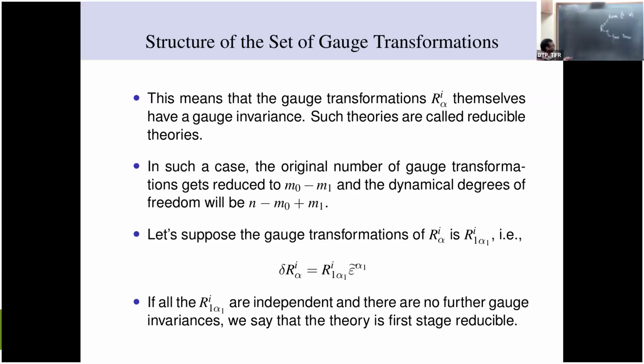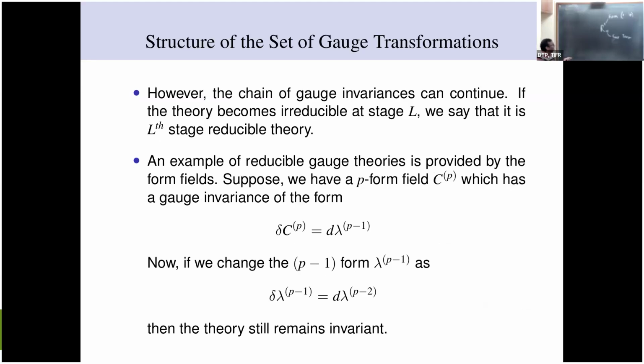So if your gauge invariances stop at this first stage, then we have a first stage reducible theory. But in general, this chain of gauge invariances can continue. Suppose the theory becomes irreducible at stage L, we say that it is an Lth stage reducible theory. An example of this reducible theory is provided by form fields.